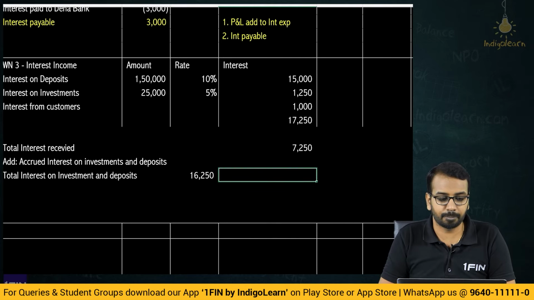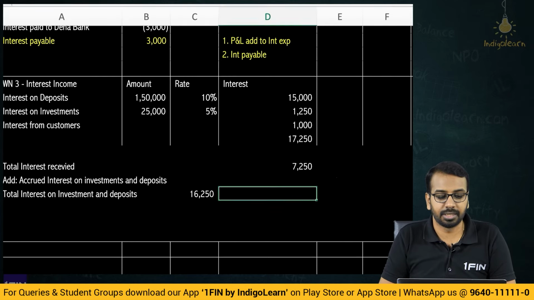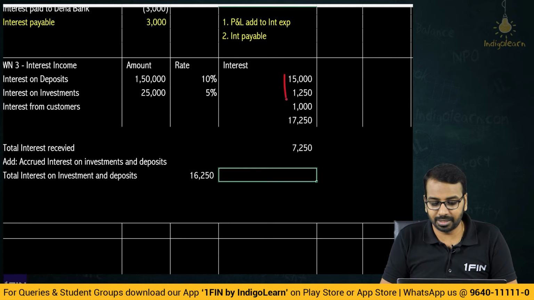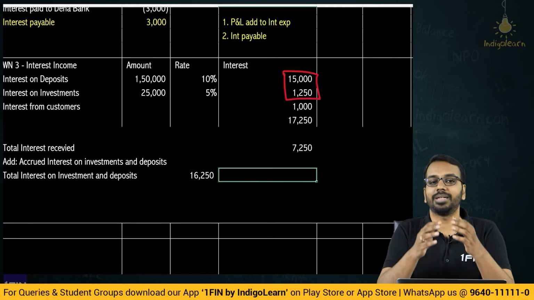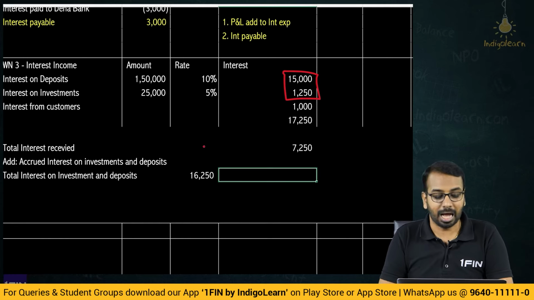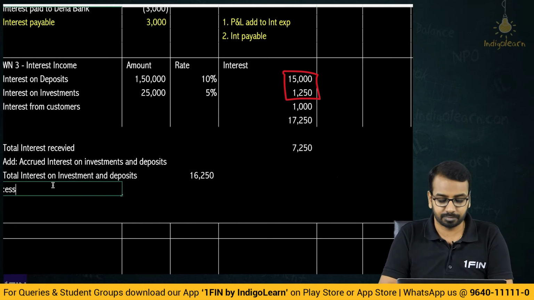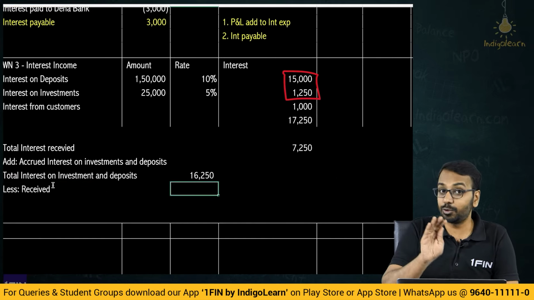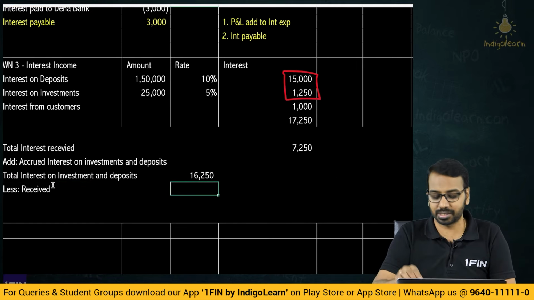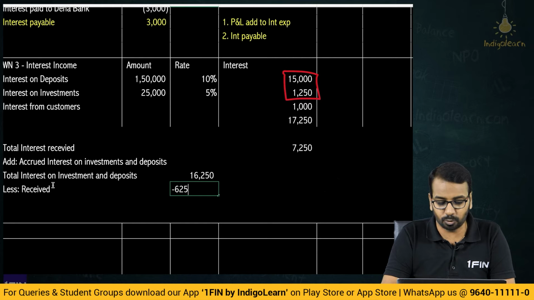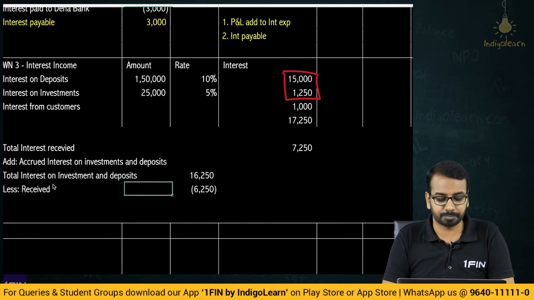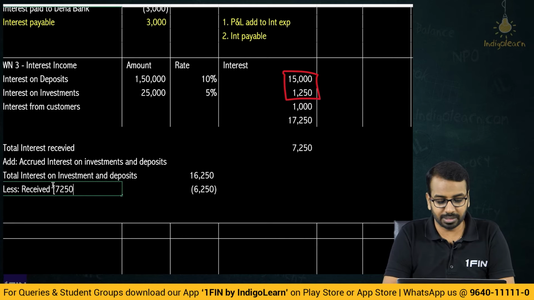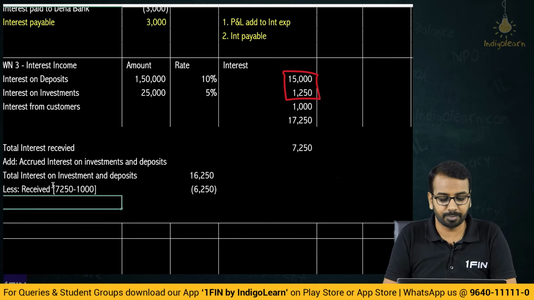Basically what we have done, we have added these two items. This is the total amount that we should have received from investments and deposits. How much did we receive? We received 7,250, but 1,000 is from customers. So from these investments, we received only 6,250. Okay, this is your 7,250 minus 1,000.